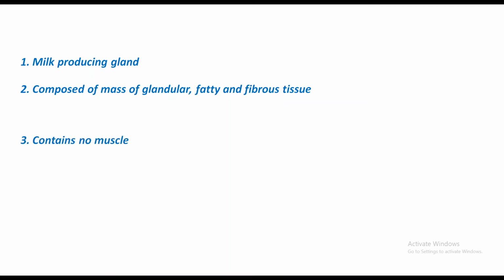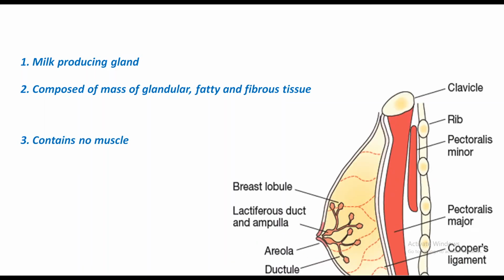Hello guys, today we are starting the next topic, the organ, that is breast, and the first lecture is anatomy of breast. So this is very important. So what is a breast? Breast is a milk producing gland composed of a mass of glandular plus fibrous and fatty tissue, and it contains no muscle. You are well aware of this.